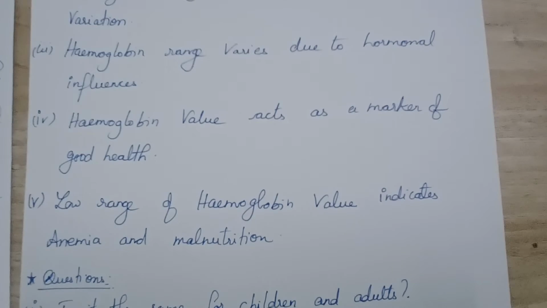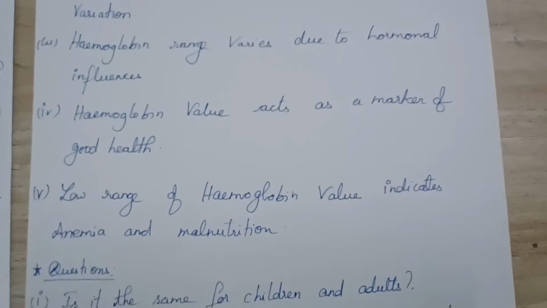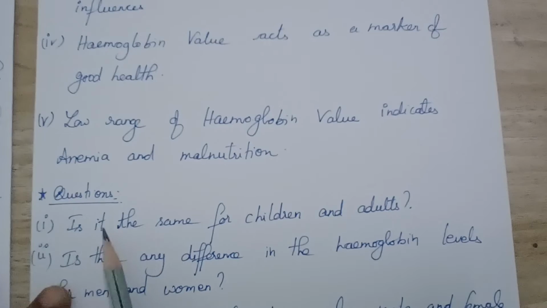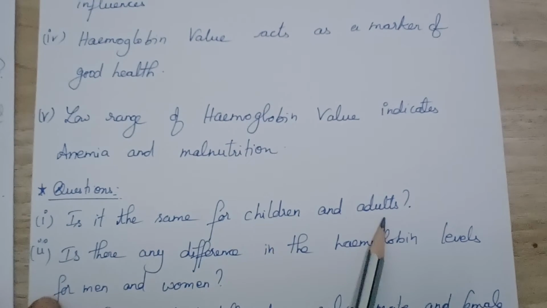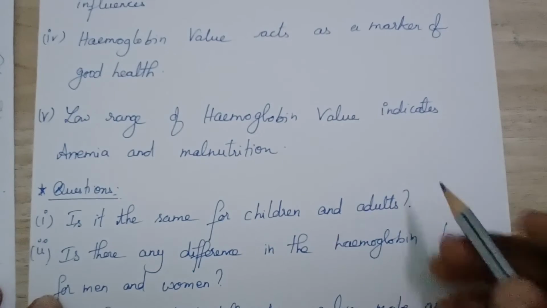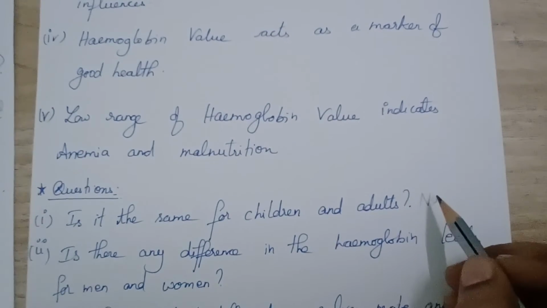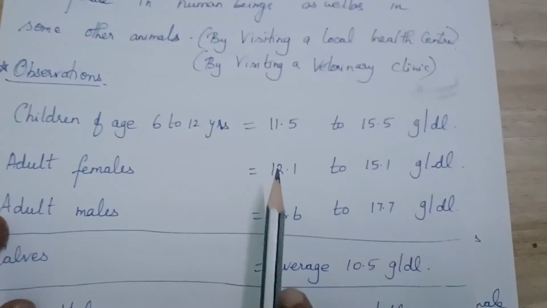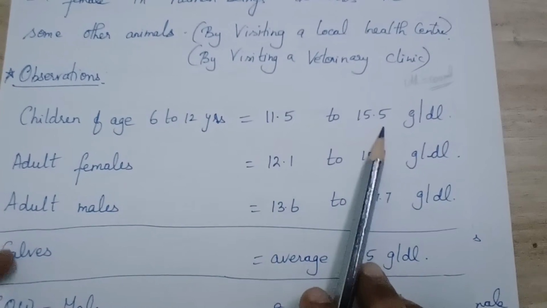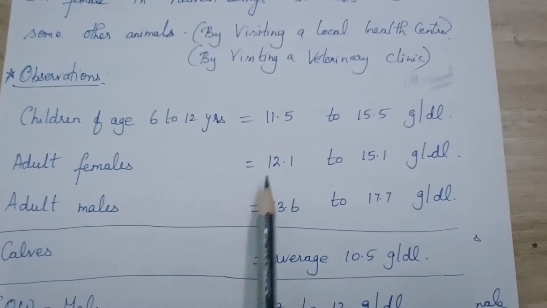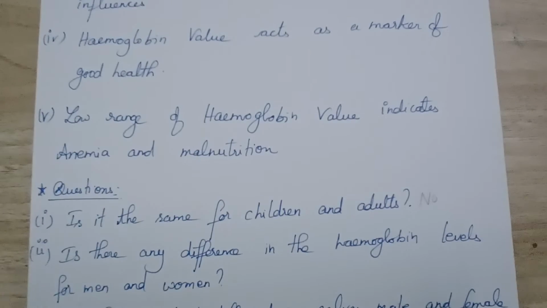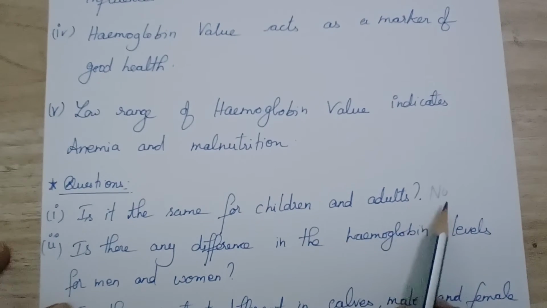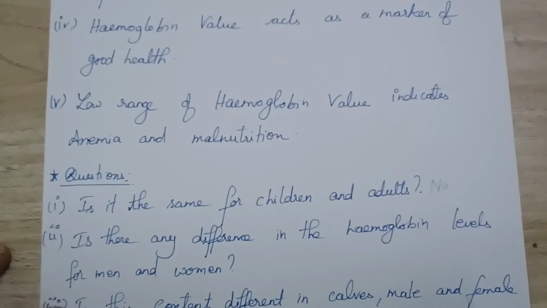What are the questions asked in this activity? Is it the same for children and adults? No, because for children at the age of 6 to 11 it is 11.5 to 15.5, whereas for females and males it ranges from 12.1 to 15.1 and 13.6 to 17.7. So it is different. Is it the same for children and adults? No, it is not the same.